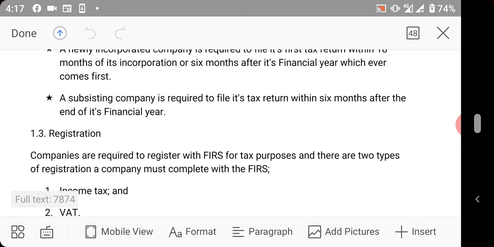Now, what of a subsisting company? A subsisting company is a company that has been in existence for more than 1 year. So an existing business is required by law to file their tax return within 6 months after the end of the accounting year.